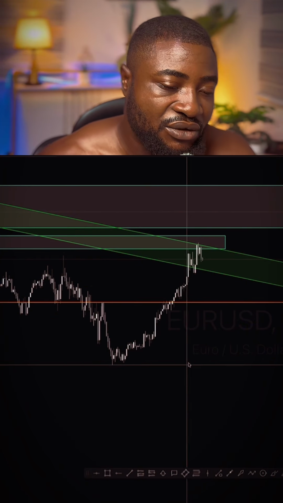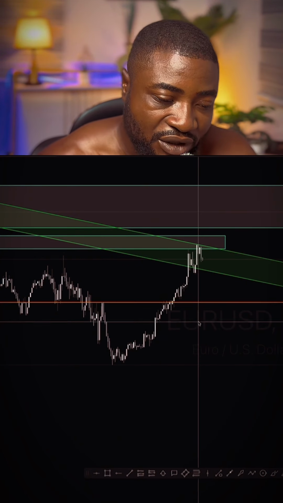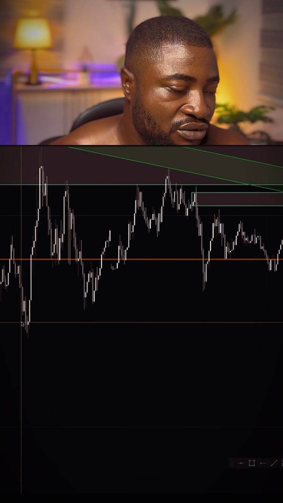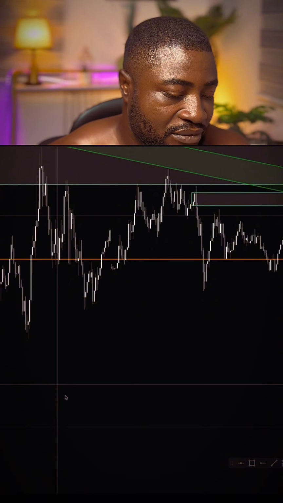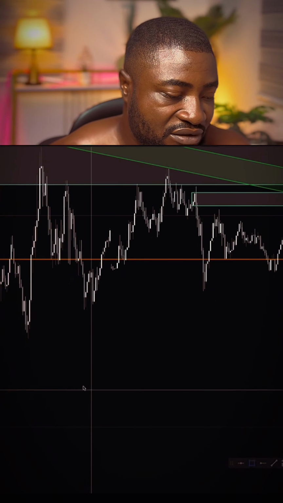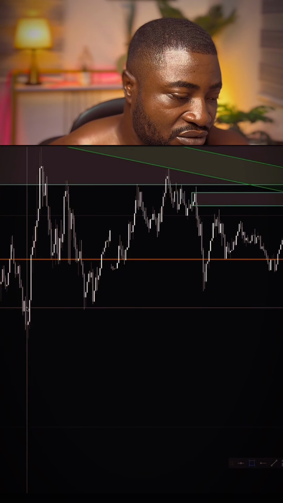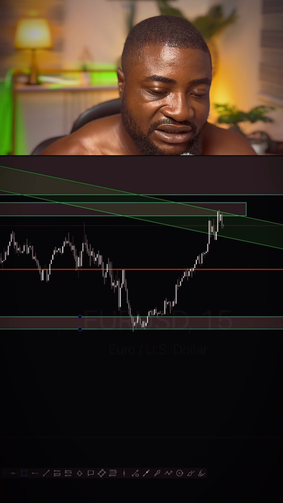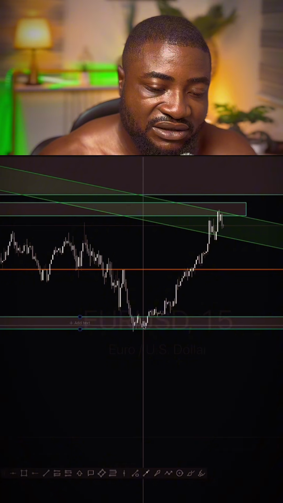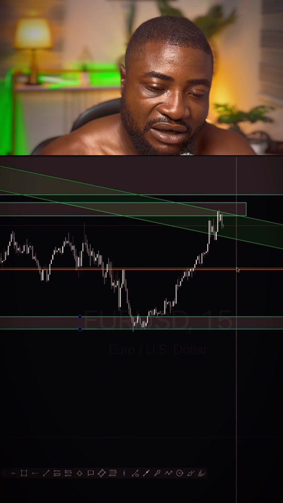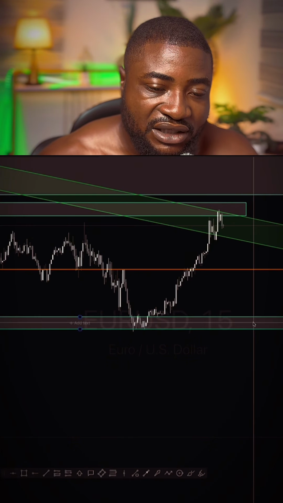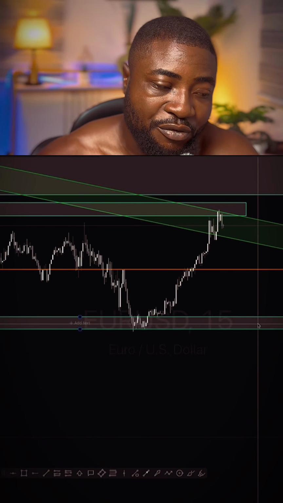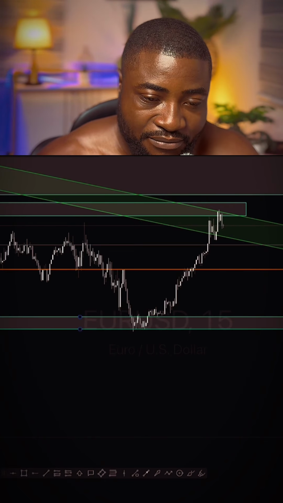1.13296, right? So if market could break below this point, then we should know the market will definitely get to this zone, to this fair value gap. There's a fair value gap here. Definitely market will get to this zone because you can see market tested this place before. So if market should break below here, then we should expect market to get to this zone. Then from here we can now be looking for opportunity to buy.